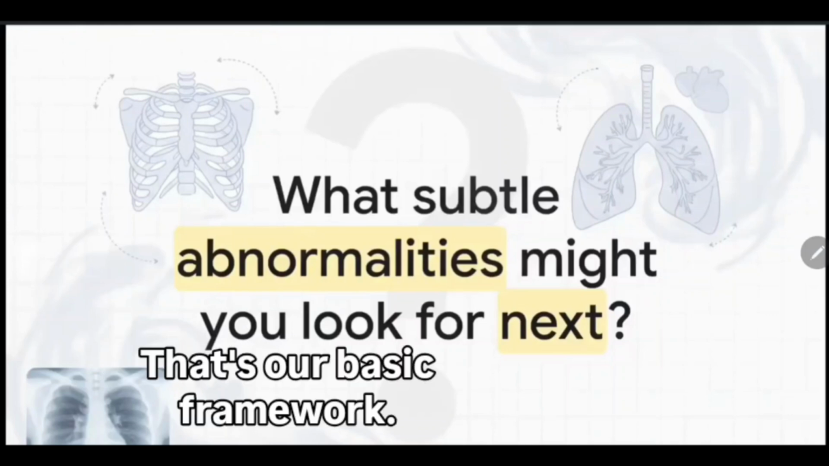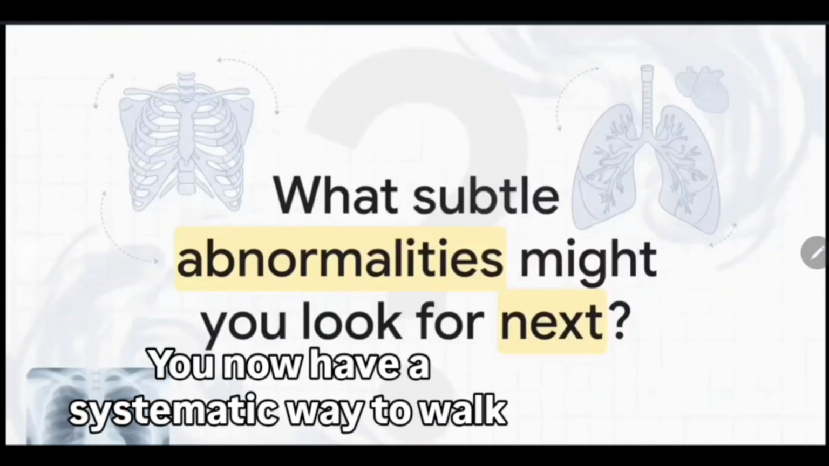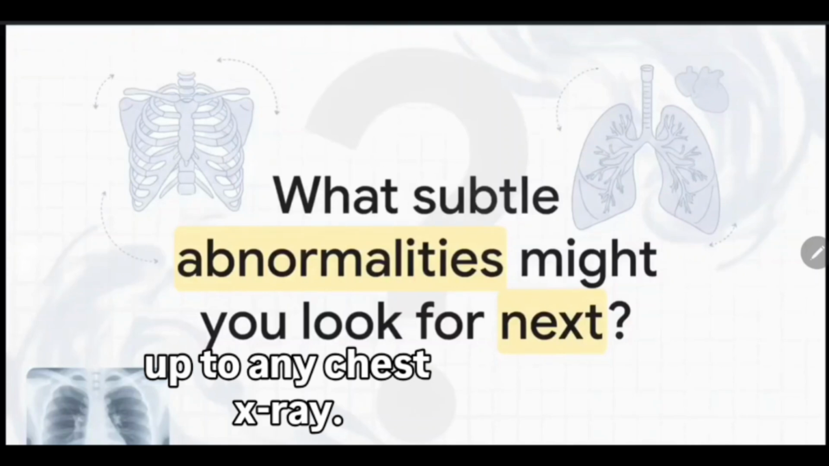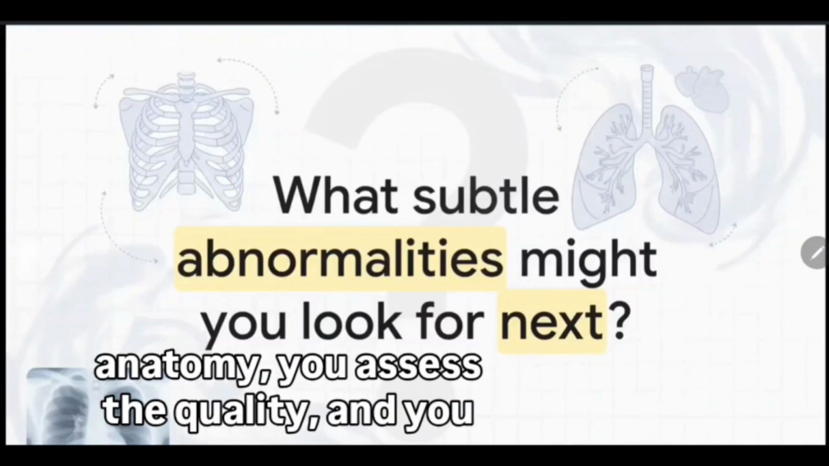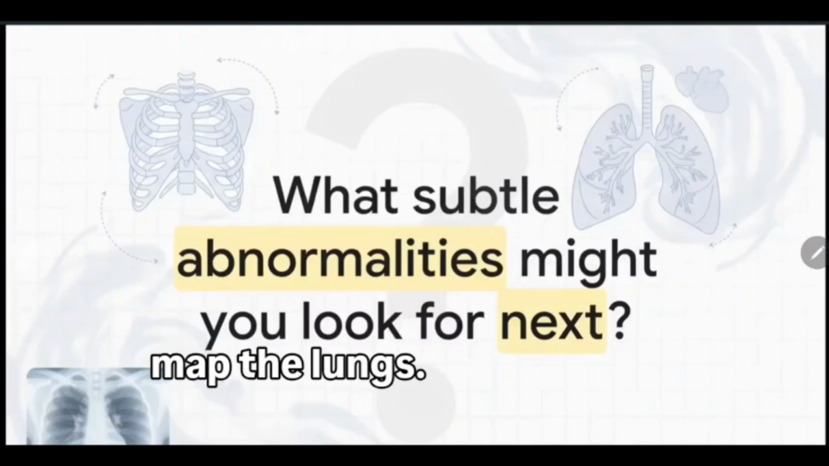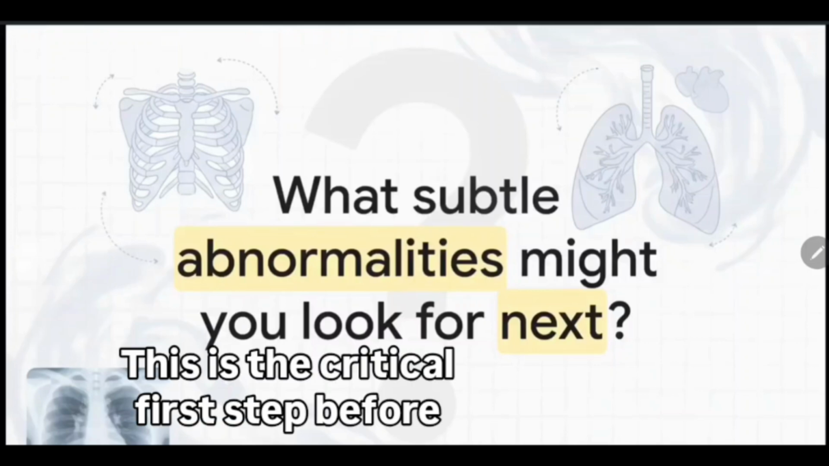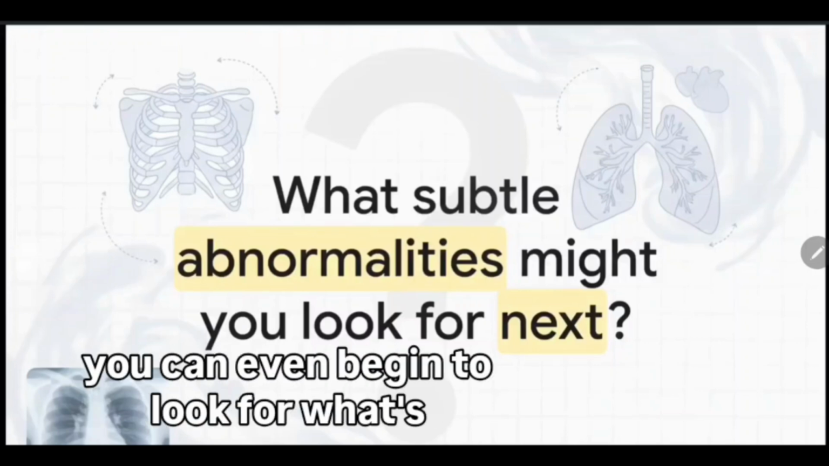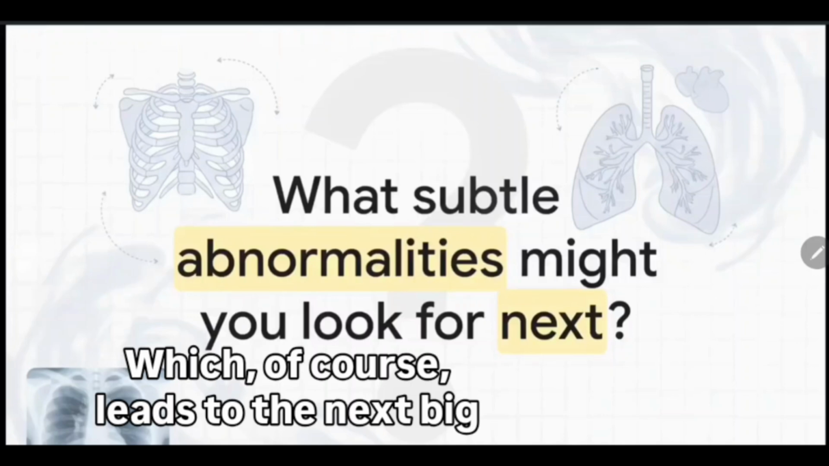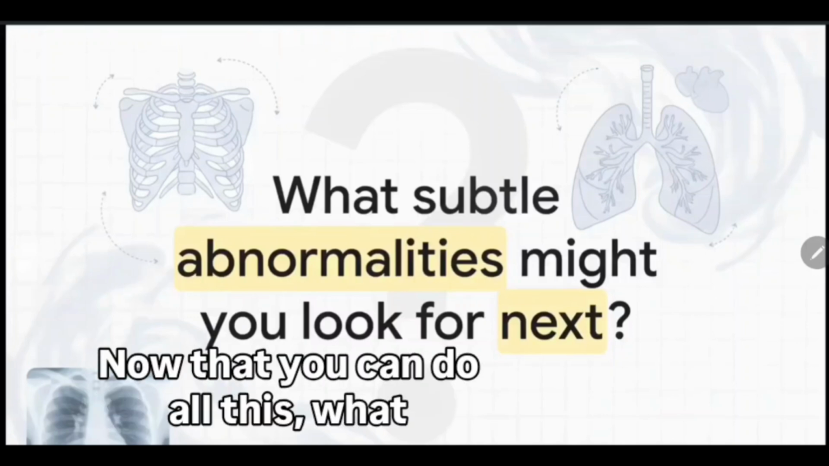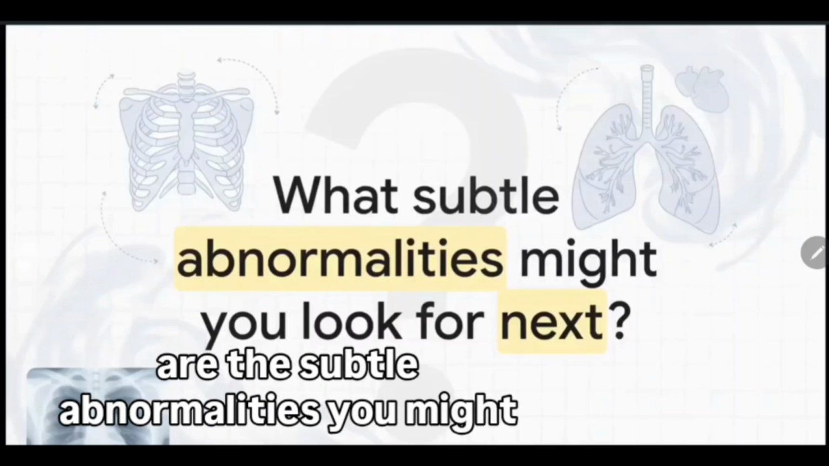And there you have it. That's our basic framework. You now have a systematic way to walk up to any chest X-ray. You check the view, you orient the anatomy, you assess the quality, and you map the lungs. And look, this isn't just about passing a test. This is the critical first step before you can even begin to look for what's wrong, which, of course, leads to the next big question. Now that you can do all this, what are the subtle abnormalities you might start to look for?